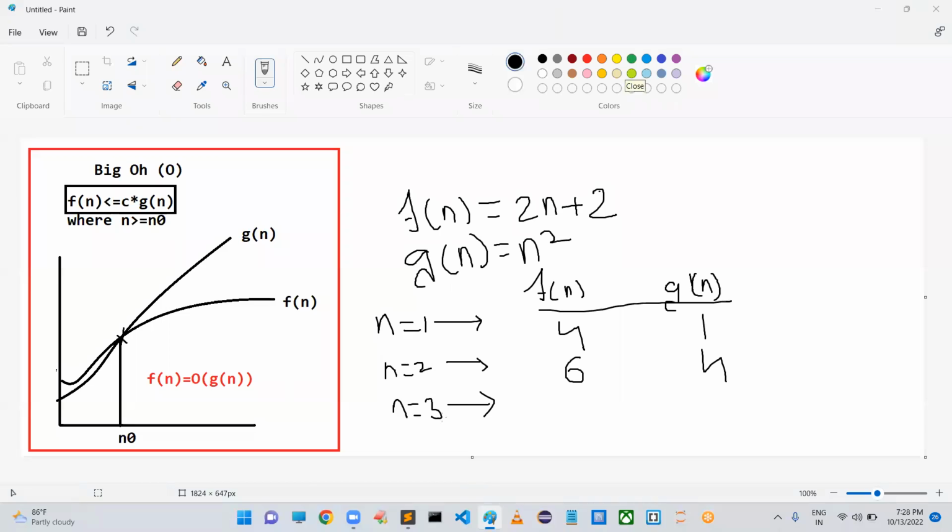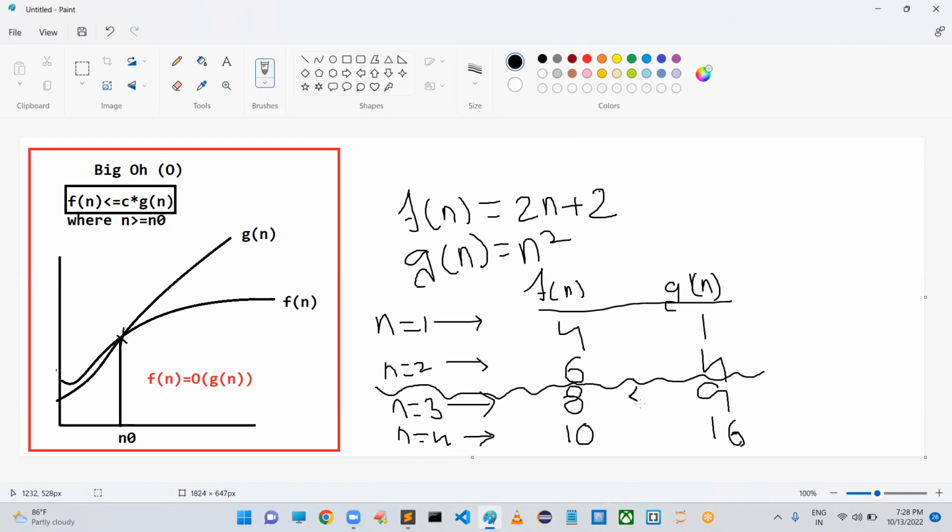So when n is equal to 3, what is the f of n value? 2 into 3, 6. 6 plus 2 will become 8. What is the 3 square value? 9. So when n is equal to 4, what will be the value? 4 into 2, 8. 8 plus 2 will become 10. What about this? Is it 16 or not? Yes. I think you can observe from here.